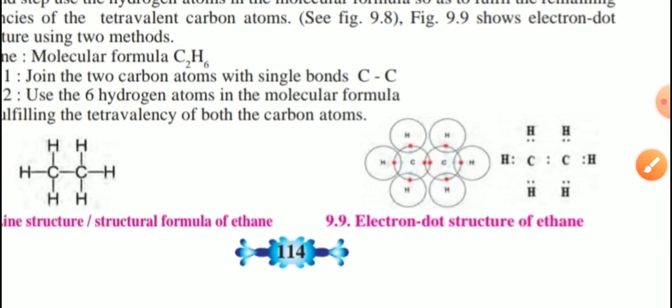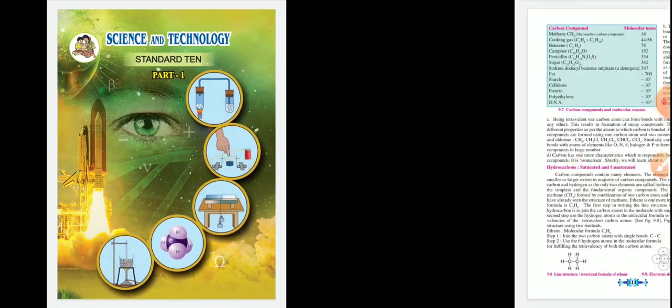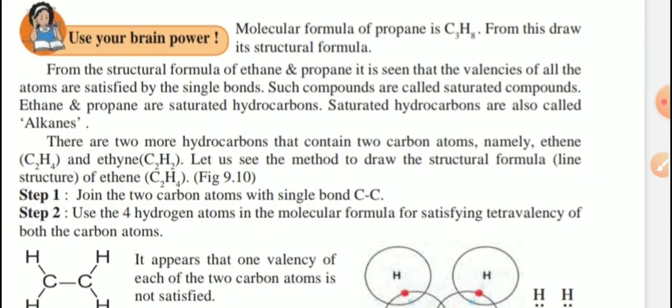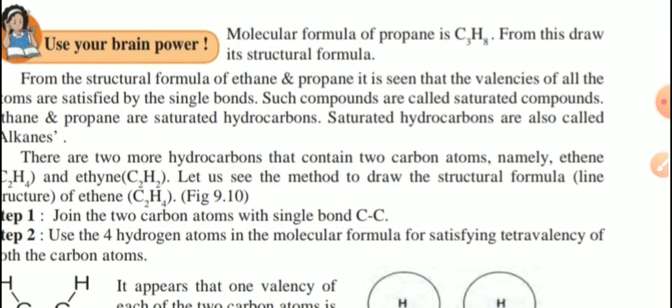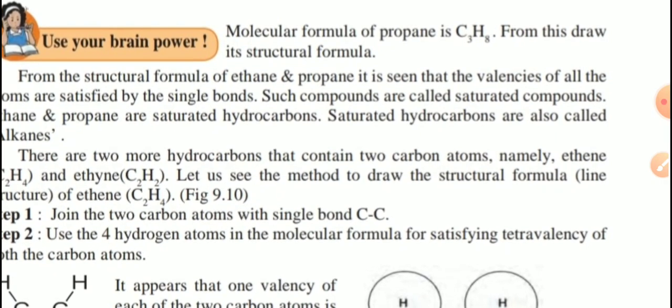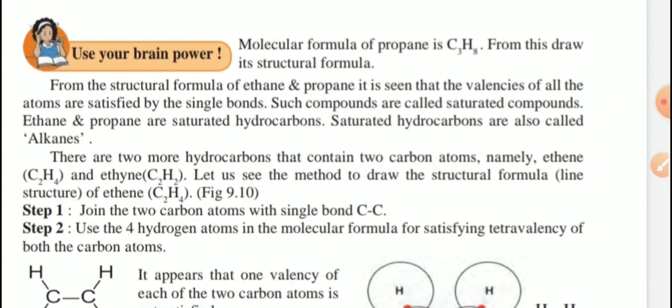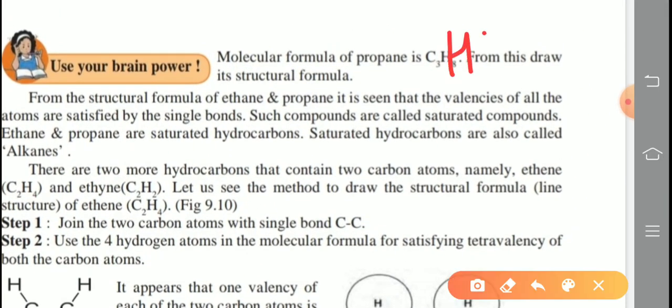Draw the electron dot structure of the following hydrocarbon. Next. Use your brain power. The molecular formula of propane is given, that is C3H8. From above, draw its structural formula. Structural formula means line structure. Clear? This is for your homework.